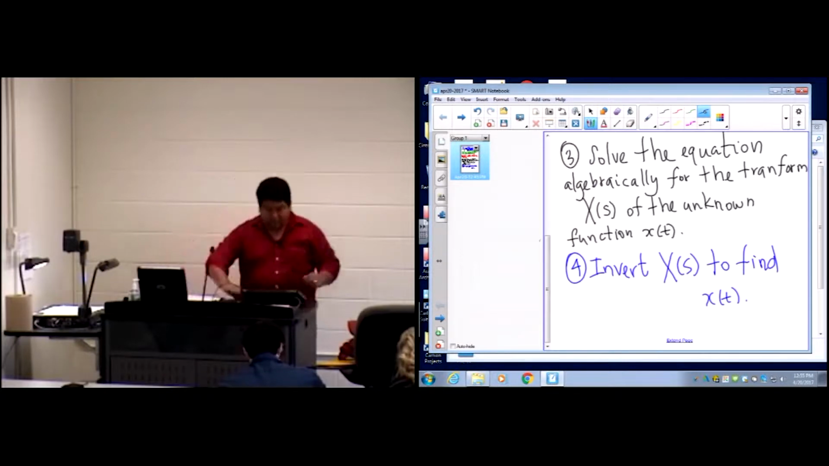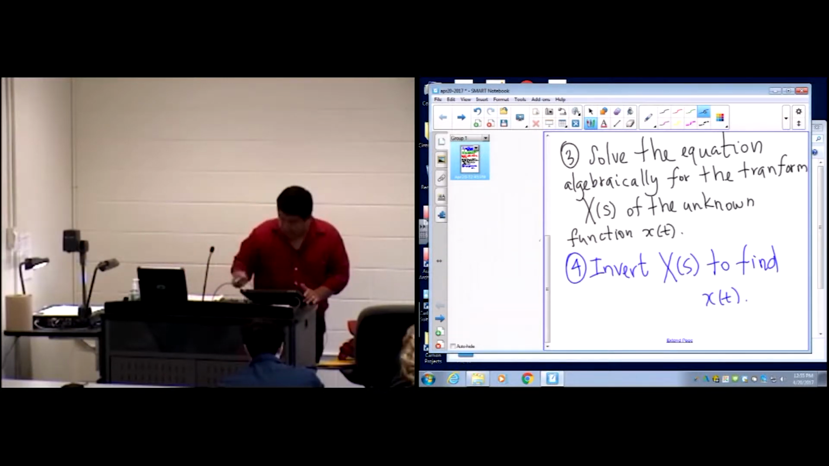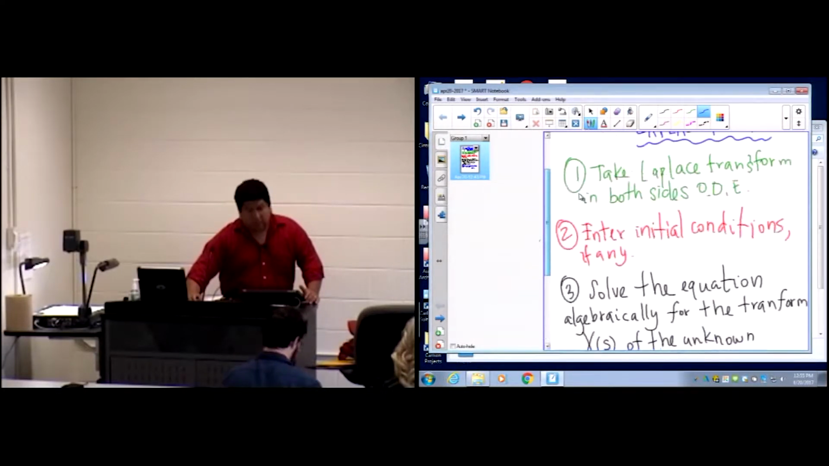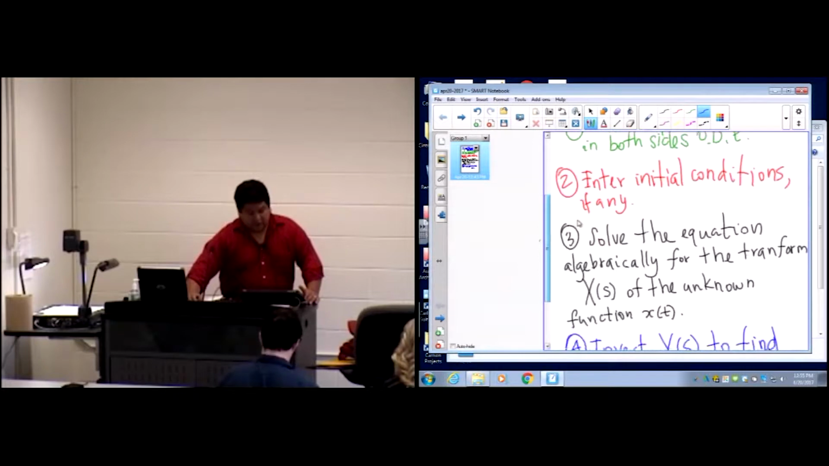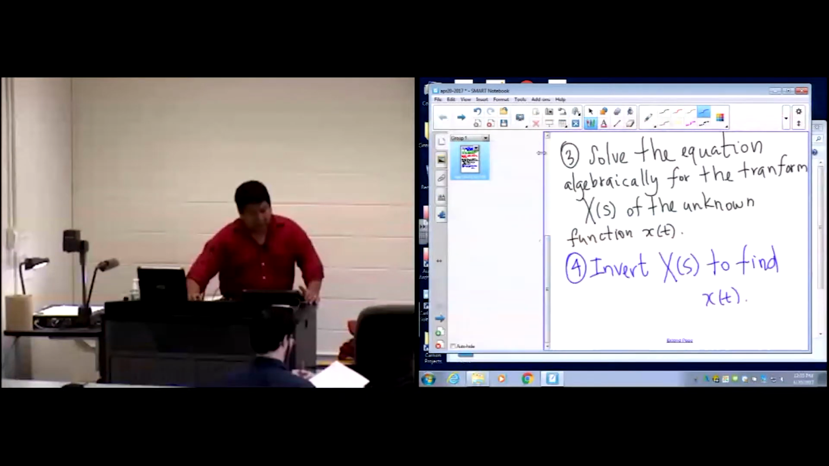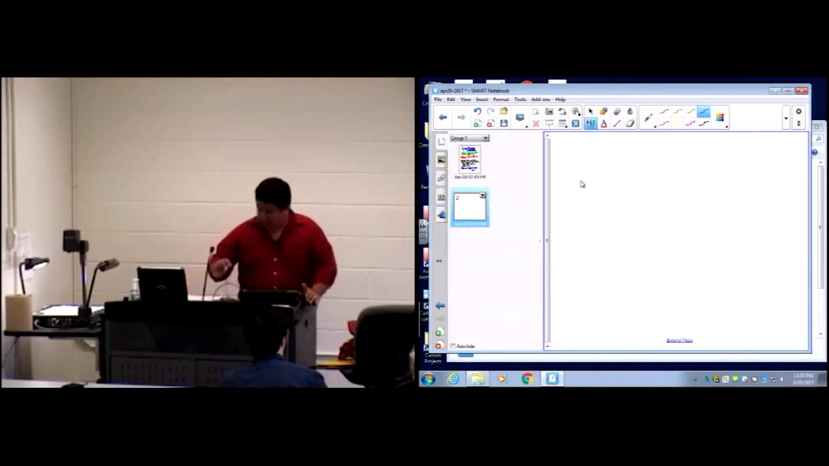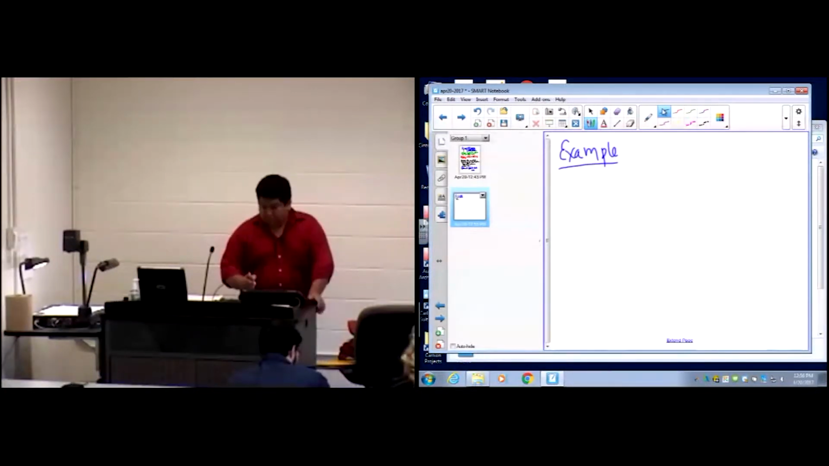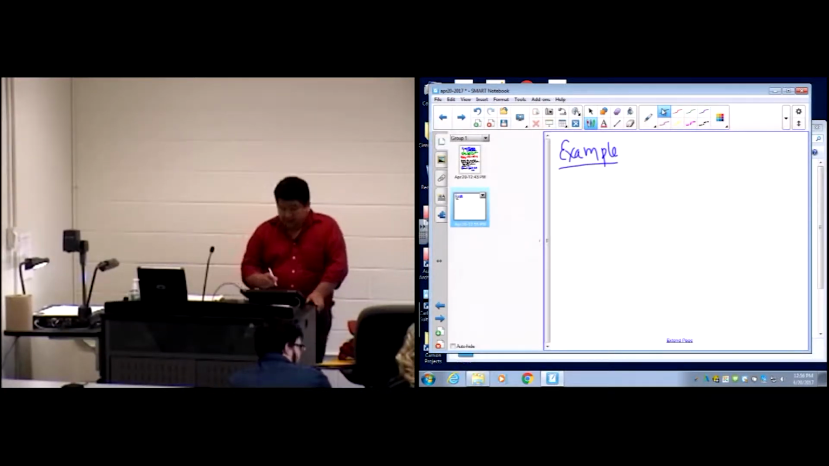Let's find the solution of x double prime of t plus 6 x prime of t plus 5 x of t equals 3 e to the minus 2t. This is a differential equation, linear, second order, right?